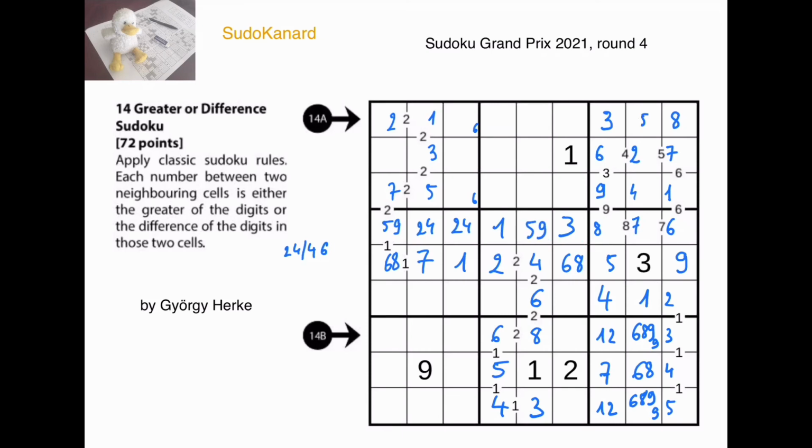5 or 9 here. 7 or 9 here. 5, 7 or 9 there. And now it's all good old classic Sudoku. 6 and 8, that's a 9. This is not a 9. 6, 8, and 3. But there's a 6 up there, so this is 3 or 8.